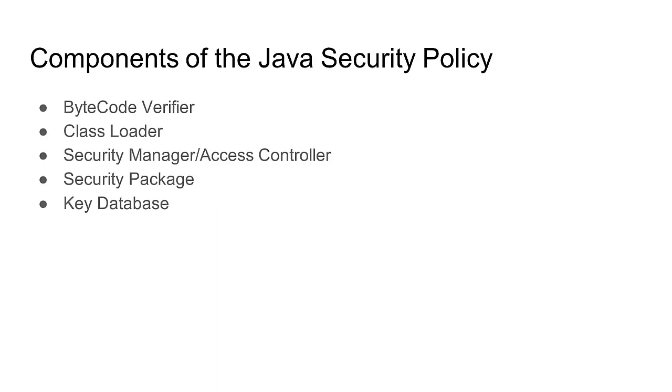Here are the key players. In no particular order, they are the ByteCode verifier, the class loader, the security manager / access controller, the security package, and the key database. Alright, let's see how they interact.